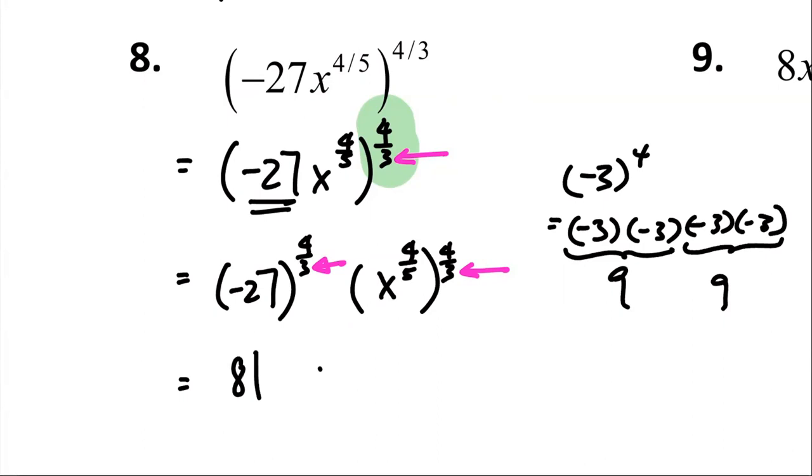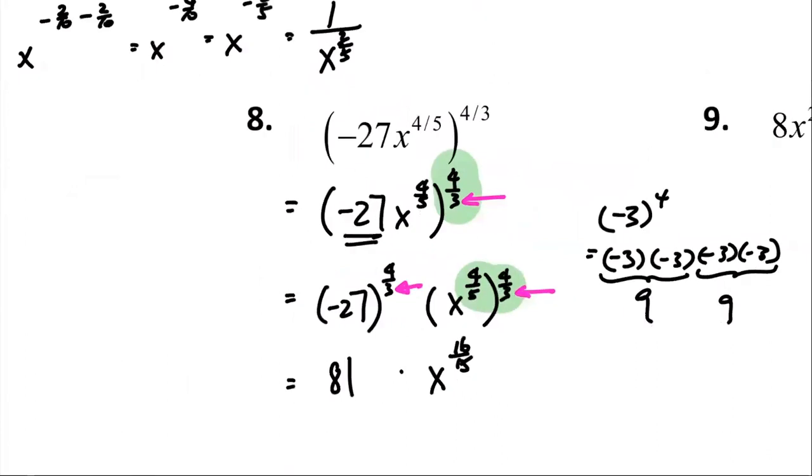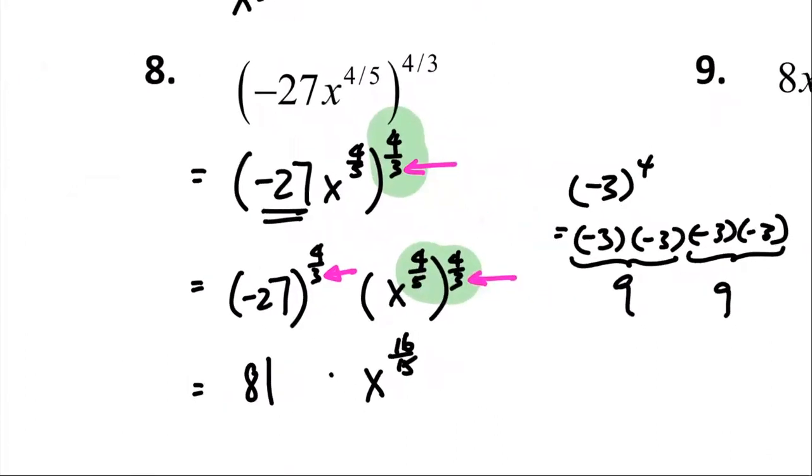And then, is there anything you can cancel out with these 2 exponents right here? The 4 and the 3 don't cancel each other out. They're both in the numerators. So there's nothing you can cancel out. So therefore, it's going to multiply across. So 16 over 15. And that will be it. 81 times x to the 16 over 15.